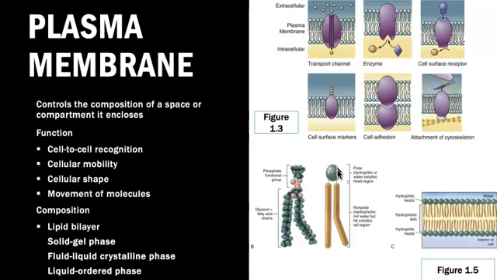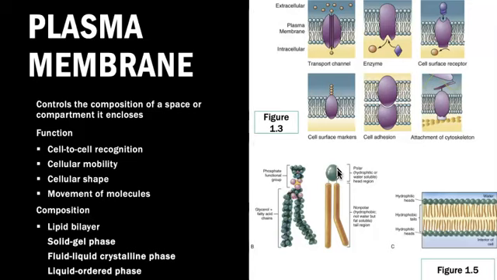Now, another big structure of the cell is the plasma membrane, and this is really important because it's truly the boundary between what's outside of the cell and what's inside of the cell. So it's controlling the composition of the space or compartment that it encloses. Let's talk a little bit about the functions of the plasma membrane.